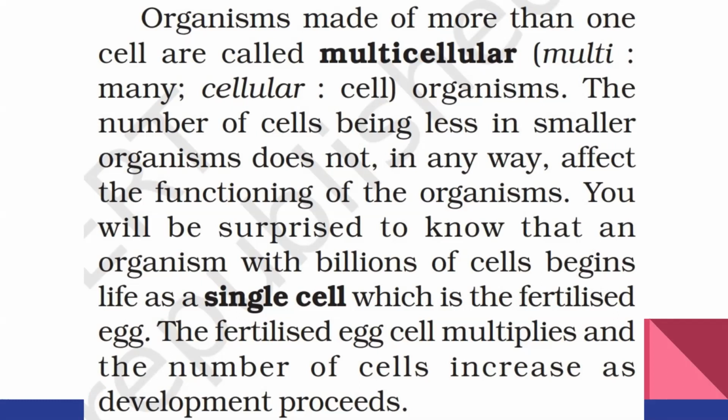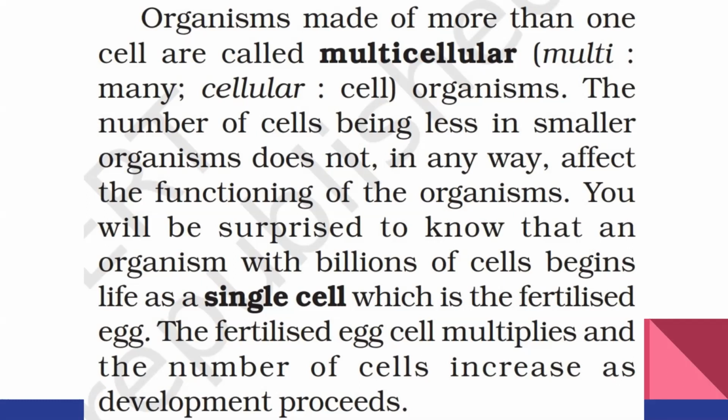So what is the meaning of that? That is, if you see the plants and animals around us, with our naked eye we can see that they are made up of many cells. So they are called multicellular organisms. It is estimated that a fully grown human body has about 100 trillion cells. So all these multicellular organisms begin life as a single cell. Their life starts from a single cell.